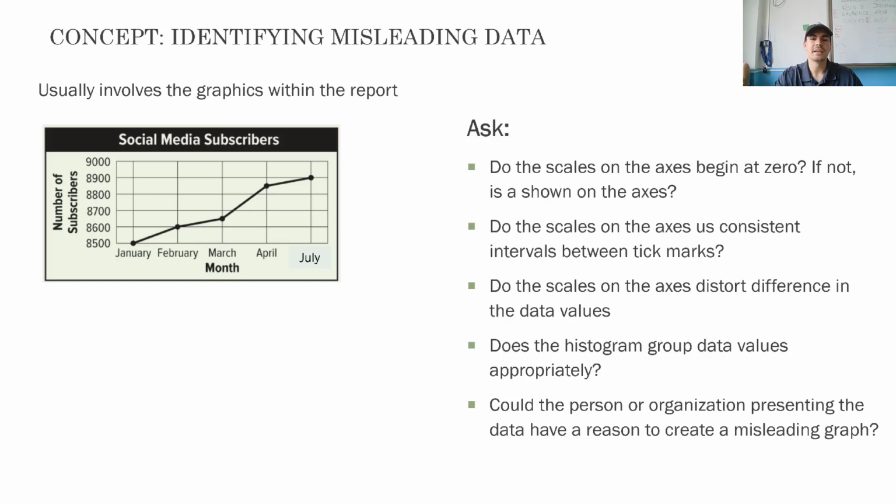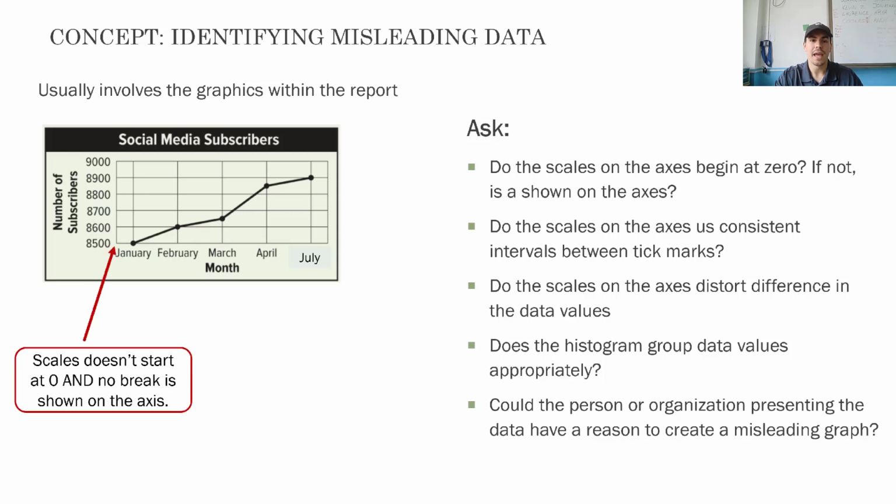First one, do the scales of our axes begin at 0? And if not, is a break shown on the axes? So we see here our scale does not start at 0 and we have no break shown in our axes. So if you have a scale that is not starting at 0, then you want to show that with a little break here. Okay, that's going to tell your audience that we are not starting at 0. That's going to give them that indication there.